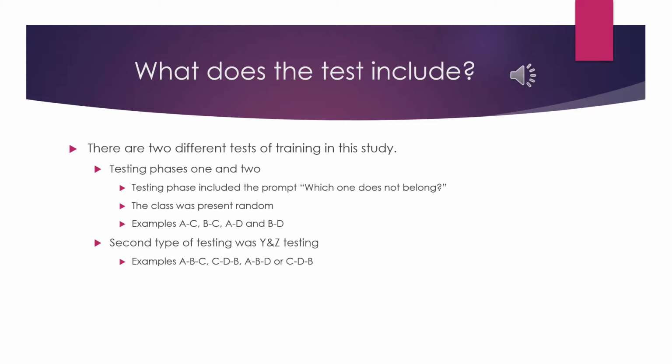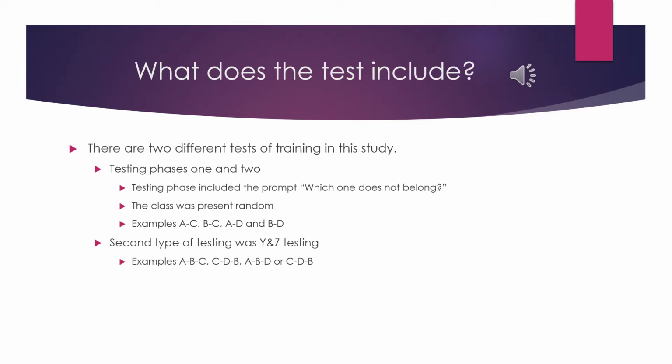Okay, so what does this test include? Well, there are 2 different types of training in this study. Testing phases are 1 and 2. The testing phase included the prompt, "Which one doesn't belong?" The classes were presented randomly. Examples: A, C, B, C, A, D, and B, D.